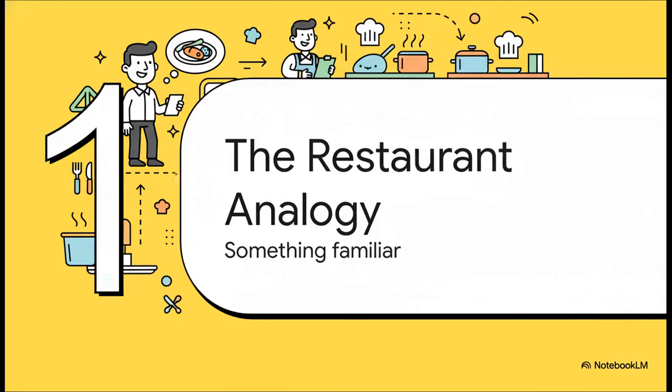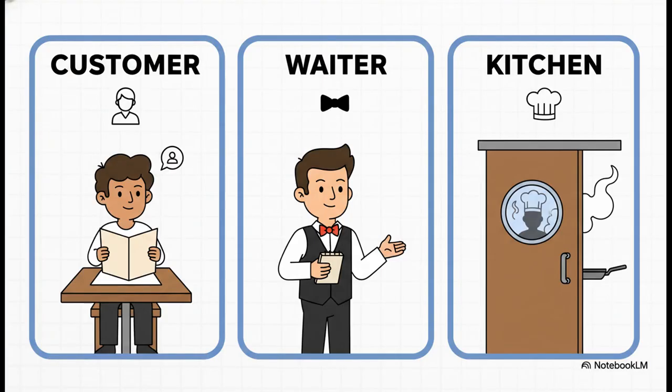To get our heads around this, we're not going to start with complicated code or servers. Nope, we're going to start with something we all know and love, a restaurant. Seriously, this simple analogy is the absolute best way to understand the core idea of how an API works. So picture this. You're sitting at a table, you've got the menu in your hand, and you're ready to order. Now, to get that delicious meal from the kitchen to your table, we only need to pay attention to three key players in this whole operation.